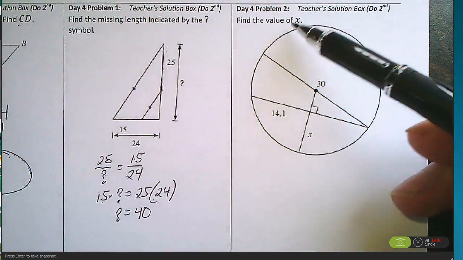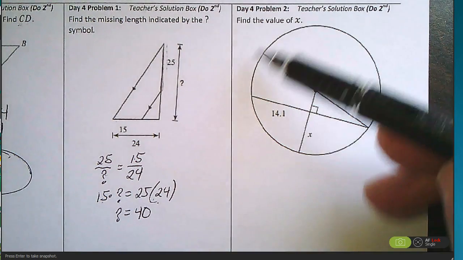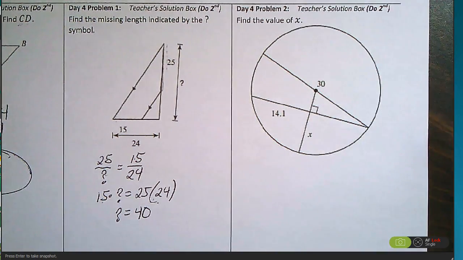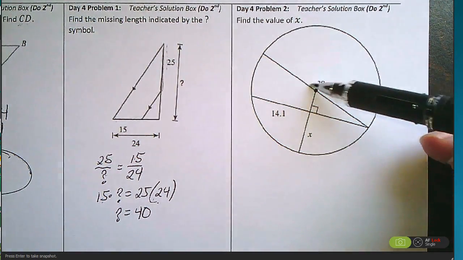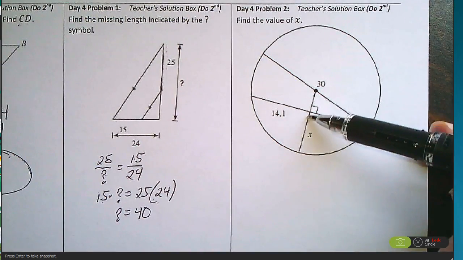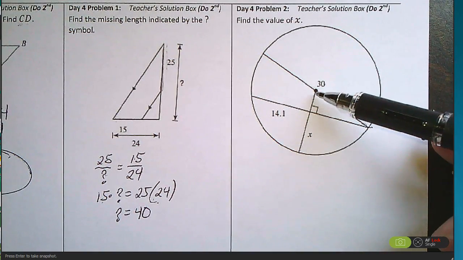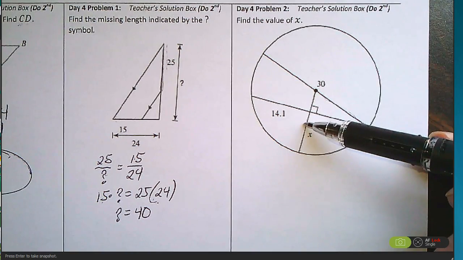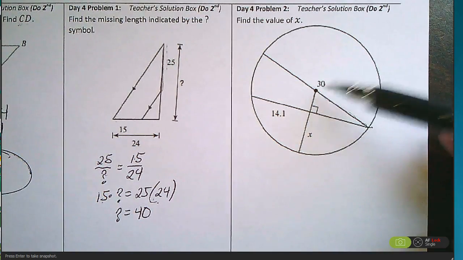Next problem, find the value of x. Here we have a circle. The center of the circle is located. The distance all the way across through the center, called the diameter, is 30 units. We have a radius drawn in. Remember that the radius is going to be 15 units. It'll be half of 30.